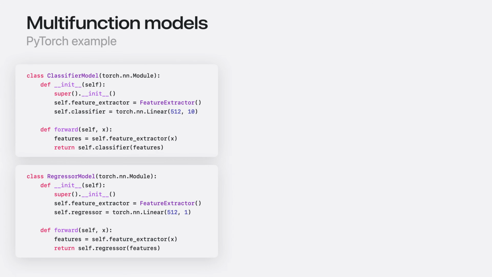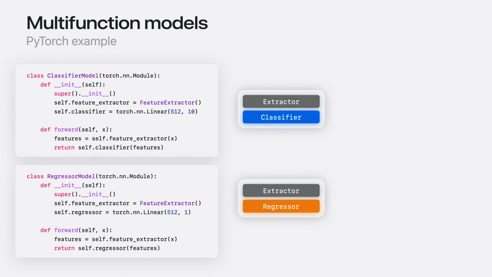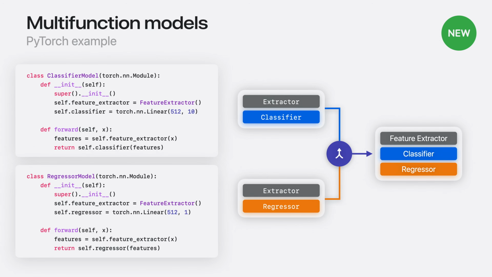Here is how this would look in PyTorch. A classifier and a regressor share the same feature extractor, and each of them has been converted to a Core ML model. This year, we are introducing the support of multifunction models, where you can use Core ML Tools to merge those two models. During merging, Core ML Tools will deduplicate shared weights as much as possible by calculating the hash values of weights. The merged multifunction model can do both tasks with a shared feature extractor.